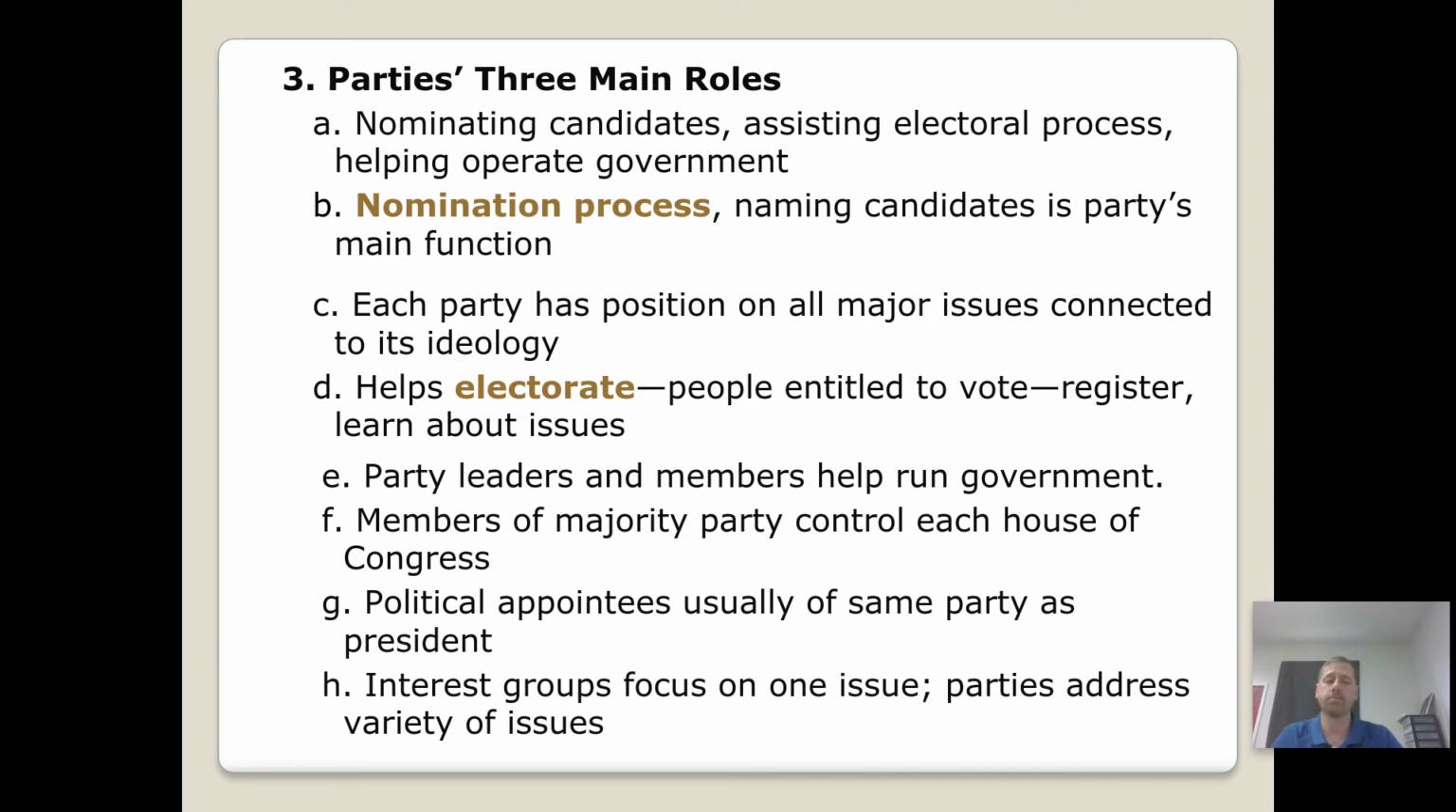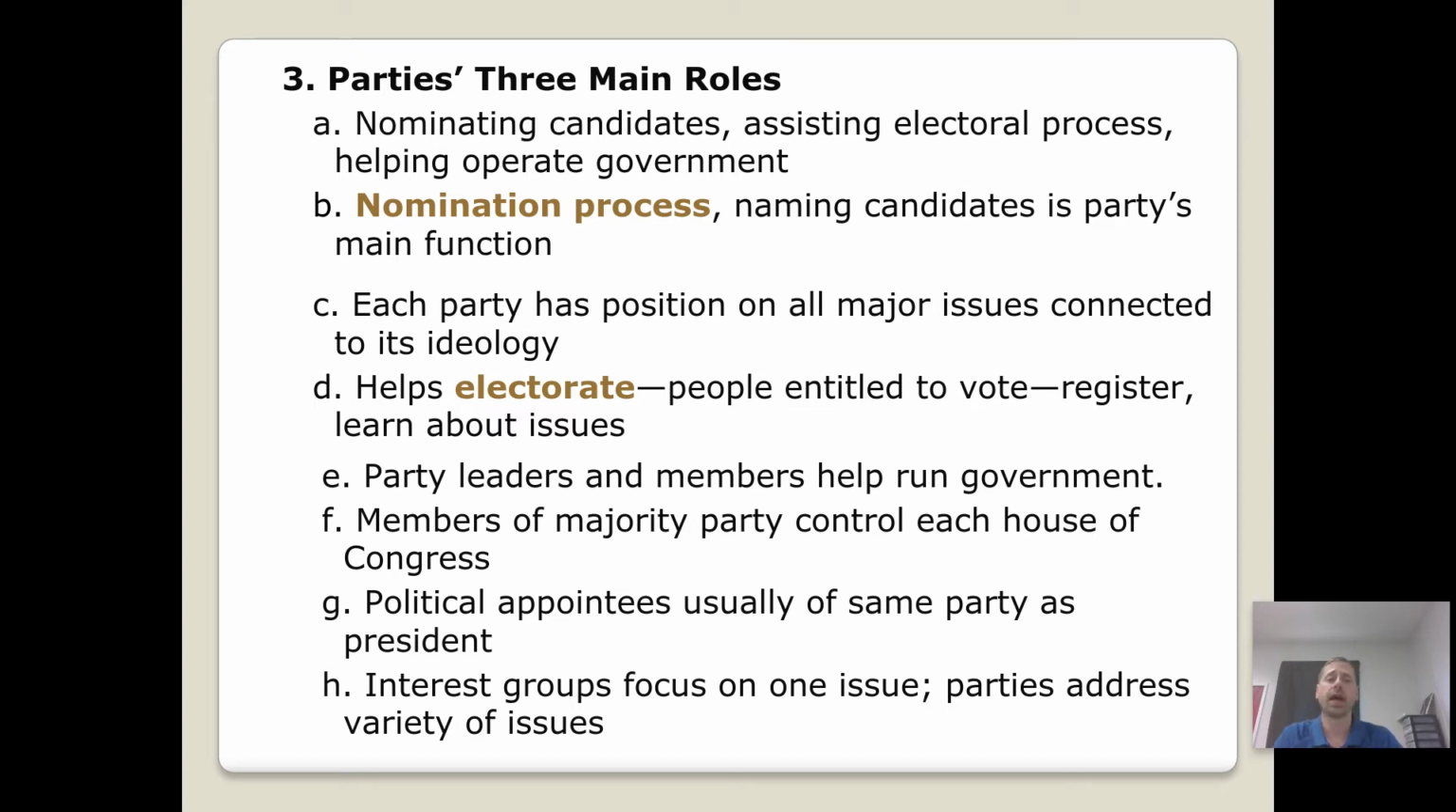They also help with the electoral process. They get people registered to vote. They get people informed about the issues. And then political parties help run the government. The members of Congress, the House and the Senate, are Republicans and Democrats, and they help run things. They pass laws. Republicans and Democrats who have been president enforce the laws.